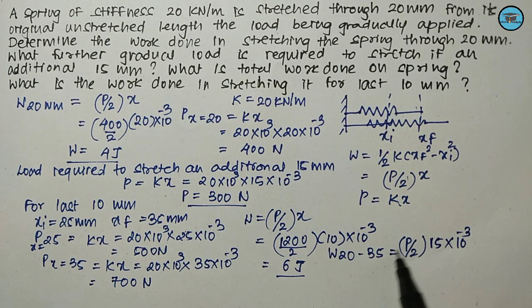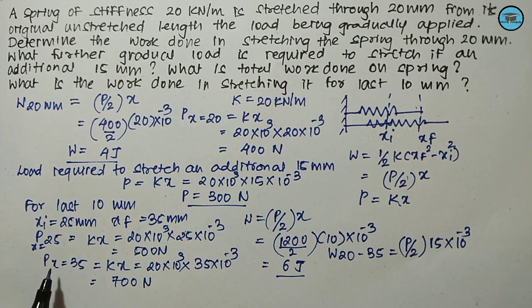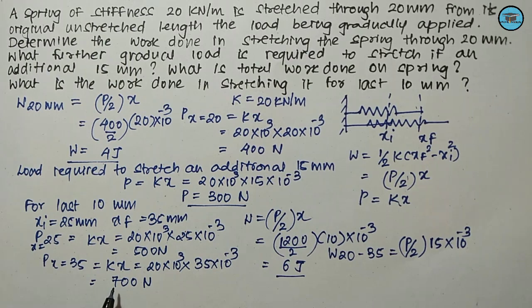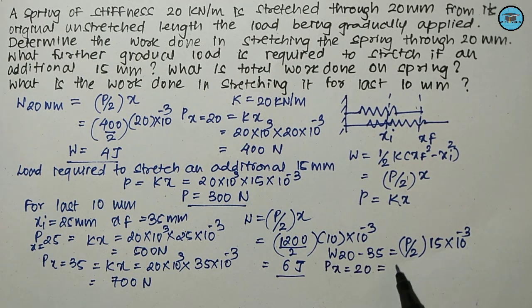So P is the summation of the load at x equals 20 and x equals 35. P at x equals 35 is known, that is 700 Newton. P at x equals 20 can be calculated as k into x. The value of k is known, that is 20 into 10 raised to 3 into x, that is 20 into 10 raised to minus 3. So the value of P at x equals 20 comes out to be 400 Newton.